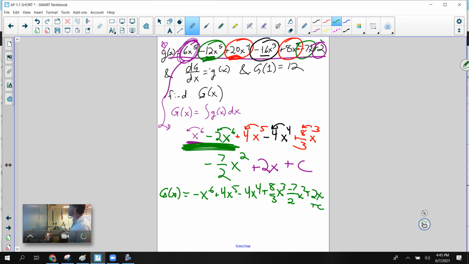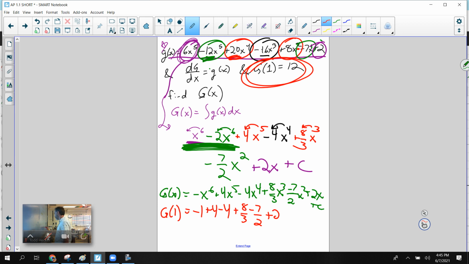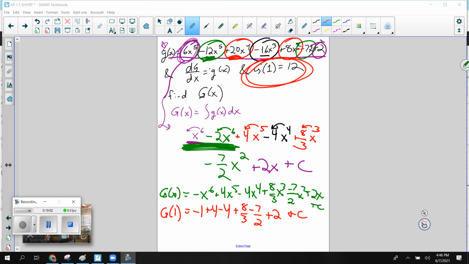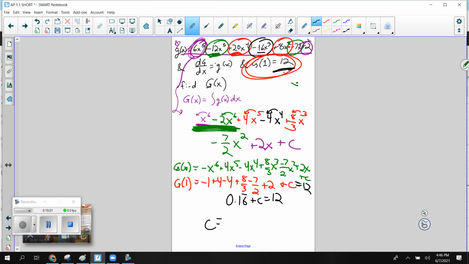All right, and so then what we had to do is plug our initial condition in to find out what c is. So g of 1 is going to be negative 1 plus 4 minus 4 plus 8 thirds minus 7 halves plus 2 plus c, and solve for c. So this all equals 12, right? What I'm looking at is 0.16 repeating plus c equals 12, which means c must be 11.83 repeating. So now I can plug that back in to this original mess, all right?